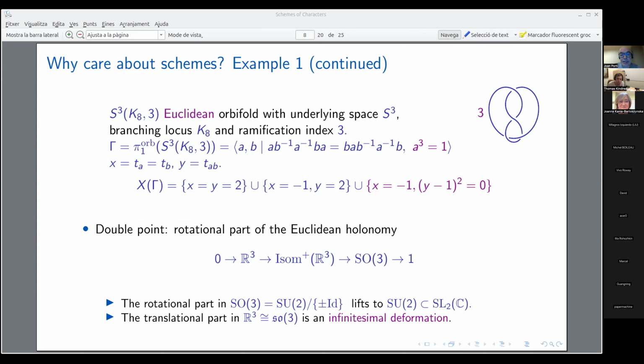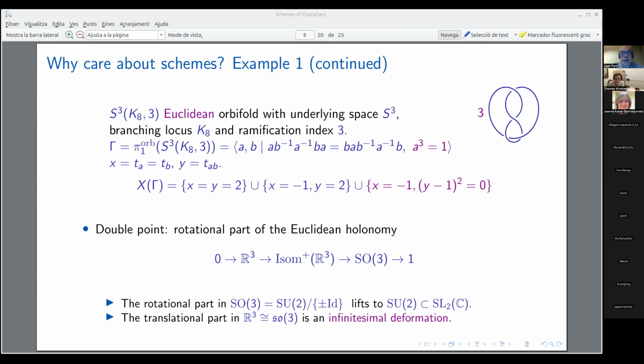When you look at the translational part, in fact, it corresponds to an infinitesimal deformation. And this is why we get a double point. It's not a deformation of the representation. We cannot deform it, but we can deform it up to first order.